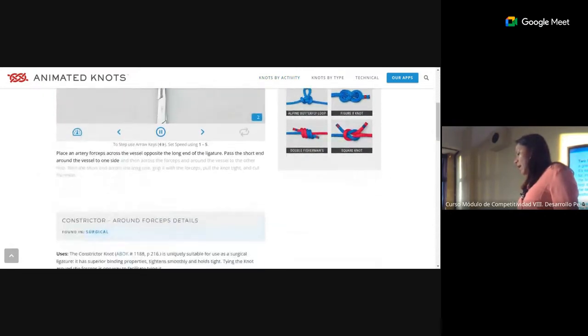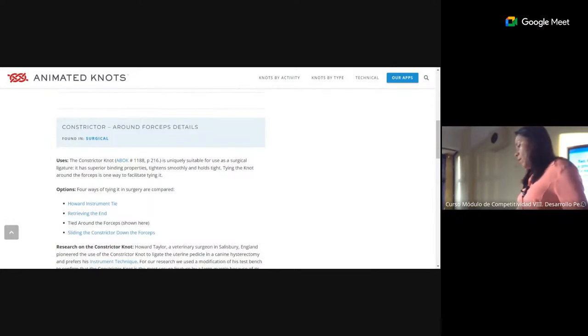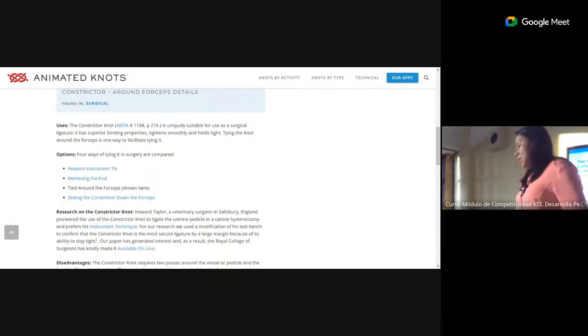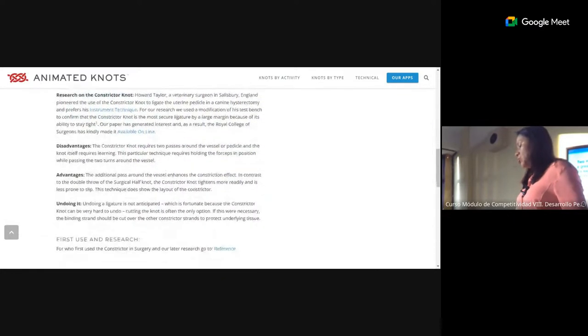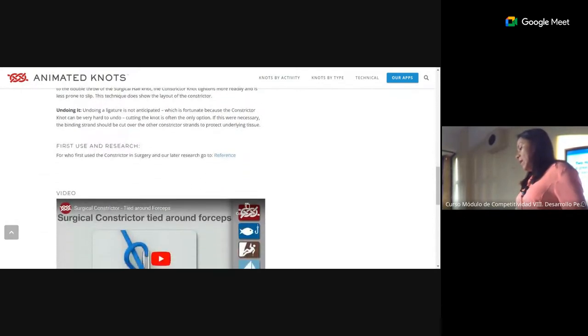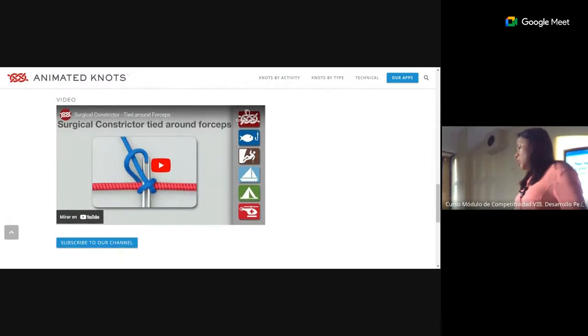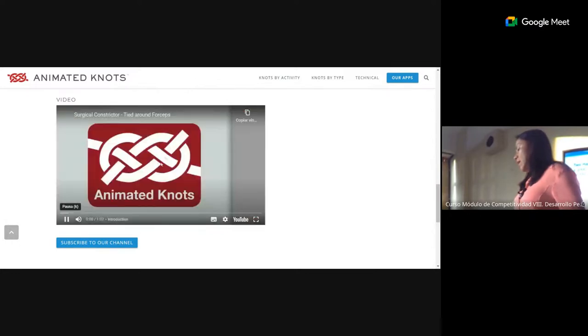And also, below, you're going to find more information that gives you the uses, because we need to know, yes, we cannot just use any knot, we have to know where to use it, the options that you have to research. Also, they give us the disadvantages and the advantages, okay? And here at the bottom, if you scroll down, you will find a video.